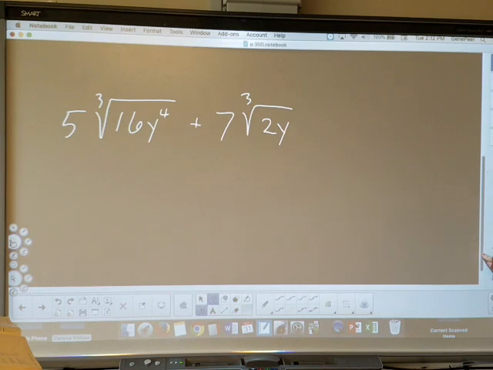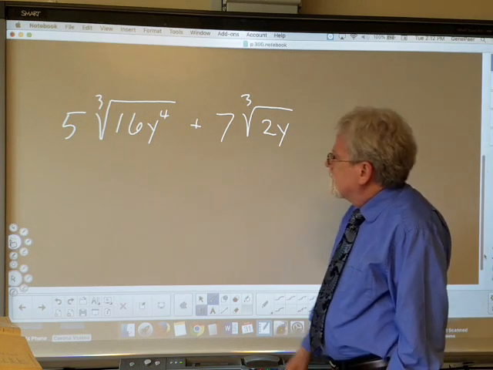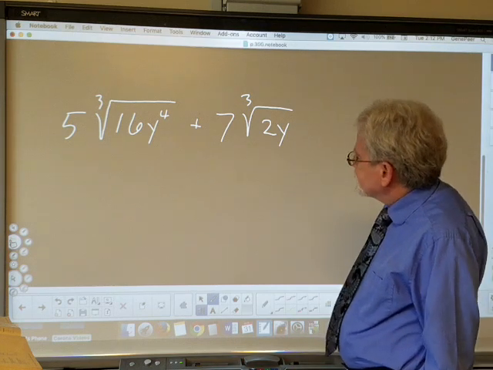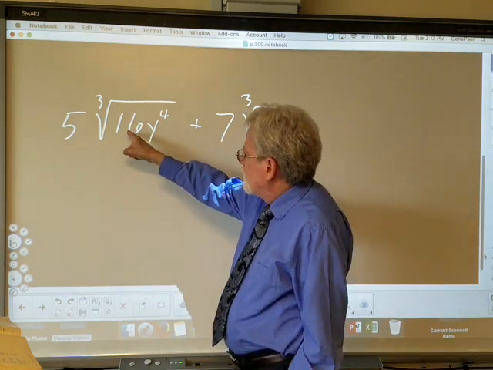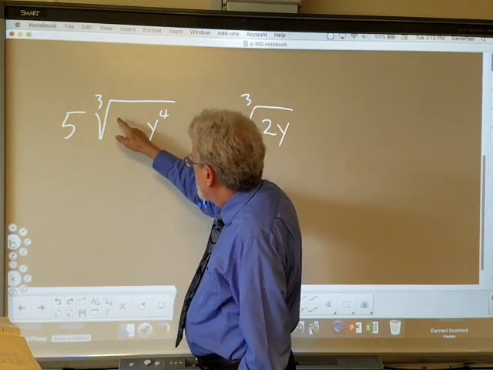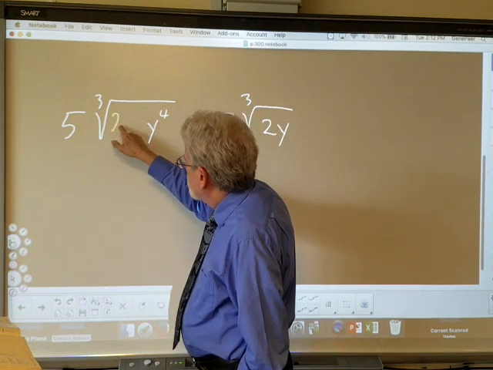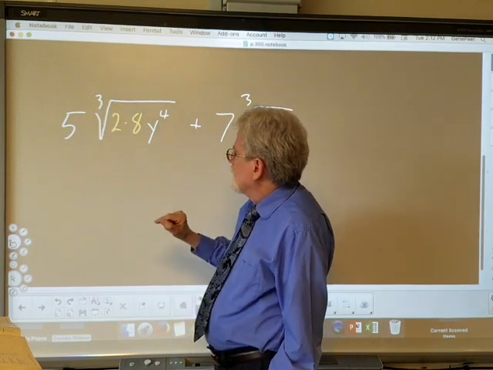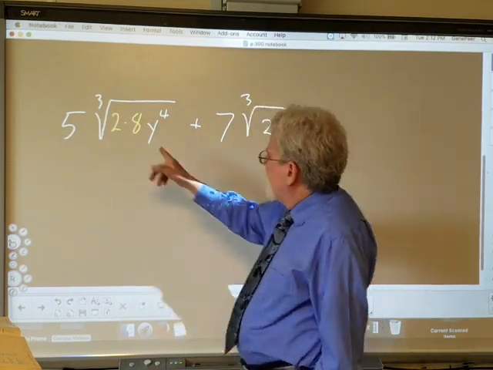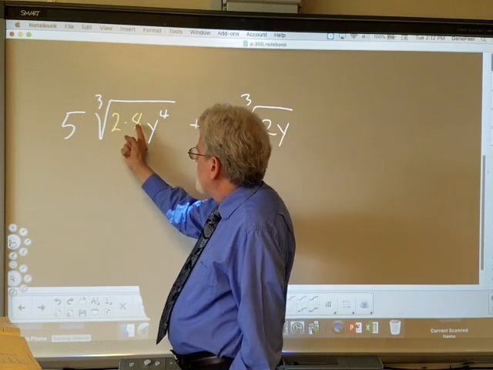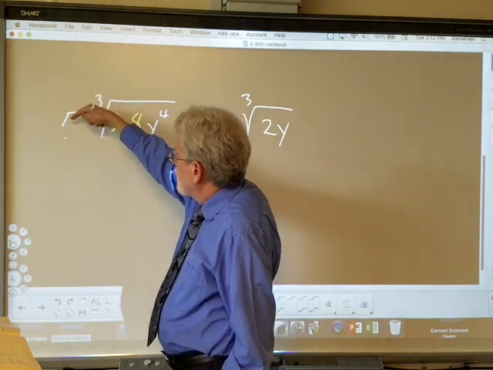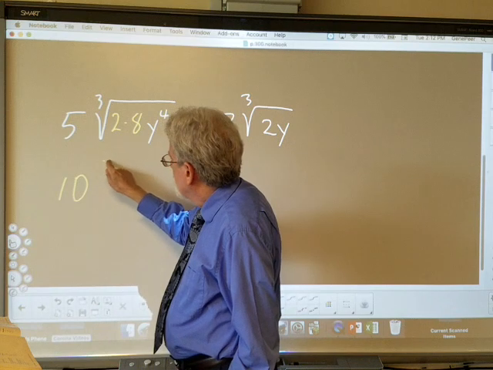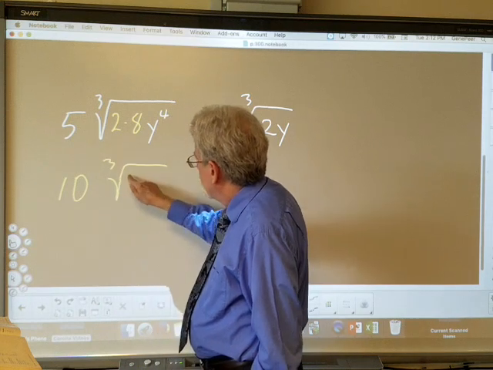All right, and the last guy. I think this, yes, it's the last one. Okay, getting tricky on us this time. Let's, in our head, change that 16 into 2 times 8. Why? Because I know the cubed root of 8. So if I pull out the 8, cubed root of 8 is 2, times the old 5, 10, cubed root of, the 2 is left behind.